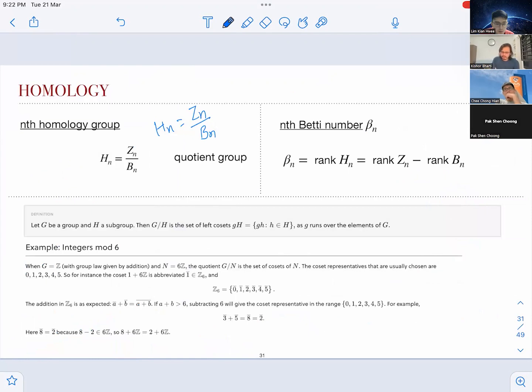So we have this quotient group, and the Betti number is nothing but the rank of this homology group. That's it. So this is nothing but the rank of Zn minus the rank of Bn. So you can look at all the n chains, all the n cycles, all the n boundaries, and by understanding them, you can calculate the Betti numbers. And you will later see that these cycles, boundaries, chains, will be very important to understand topological codes basically. So that's nice.